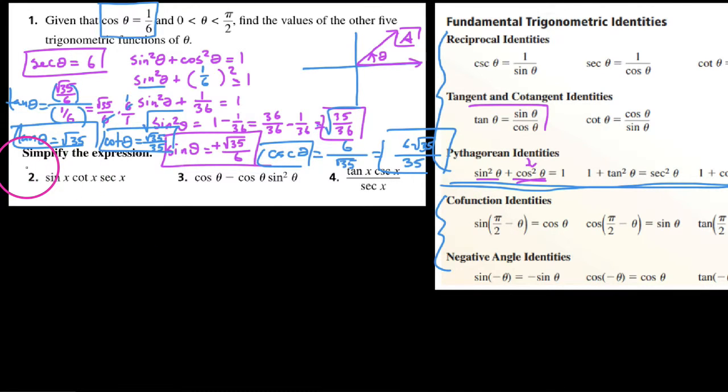And recalling from the last video, what we're looking for is things like, can we do any algebraic manipulation? Like, is there any distribution, foiling, okay? Is there any factoring that we can do? Also looking for things like, can we add or subtract fractions? But also pulling simple substitutions from our identity chart over here. So looking at this first part, we say sine times cotangent times secant.